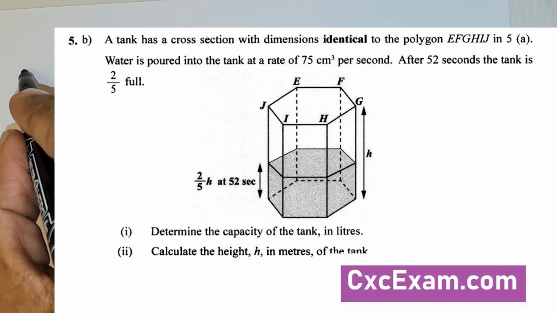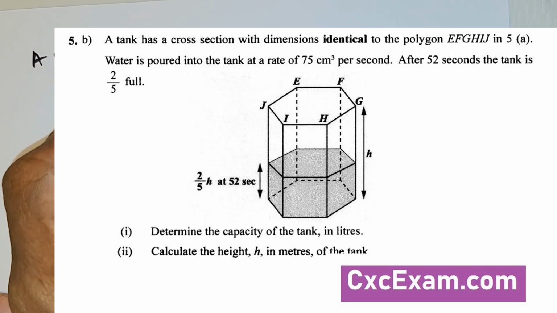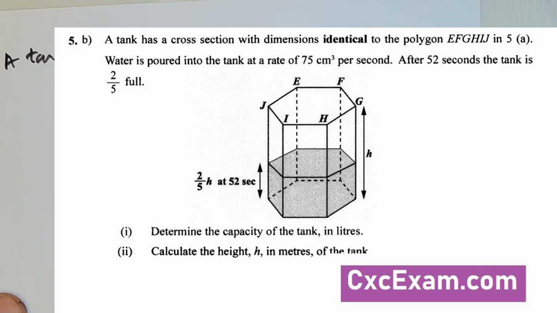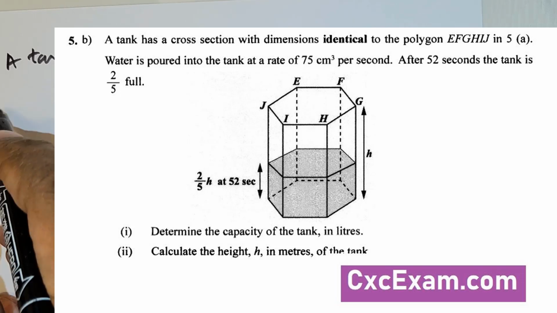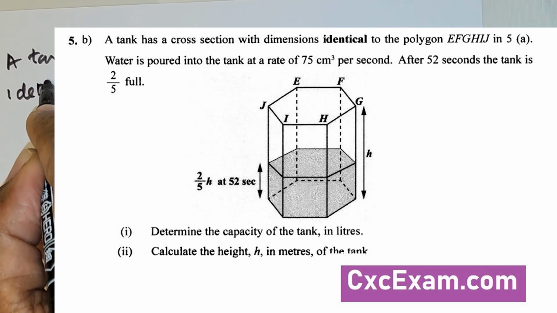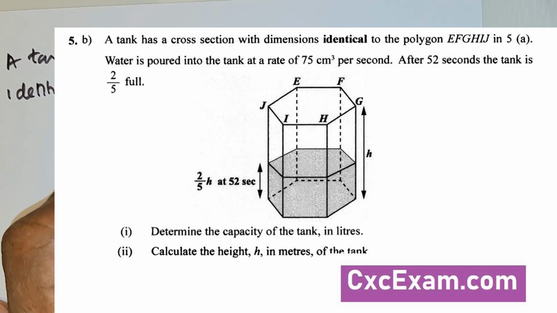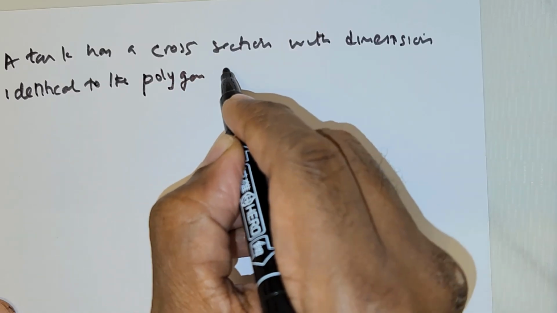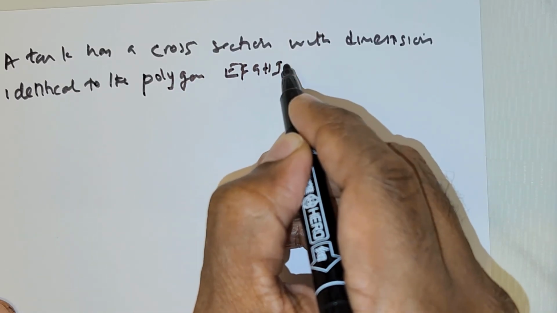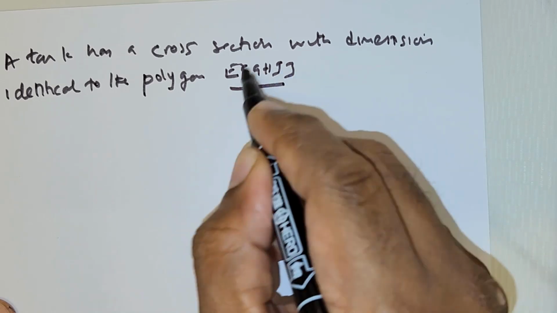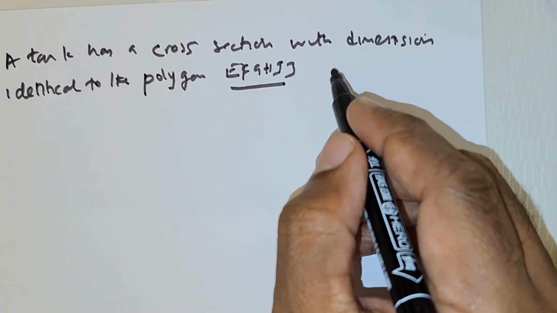This is the next question. We are given the following information. The tank has a cross section with dimensions identical to the polygon EFGHIJ. This is the polygon that has been given in the previous question.